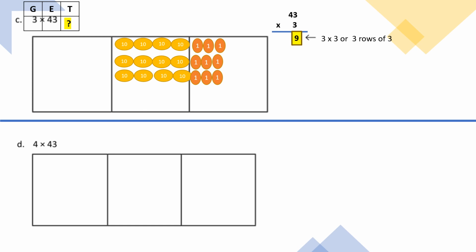Now we're going to multiply our rows times the digit in the tens place, which is a 4. So we have 3 rows of 40, right? And 3 times 4 is 12, which means 3 times 40 is 120. And that represents our 3 rows of 40. Now we're going to combine our product, our answer, for our ones place and our tens place. So that means we're going to add 9 plus 120.